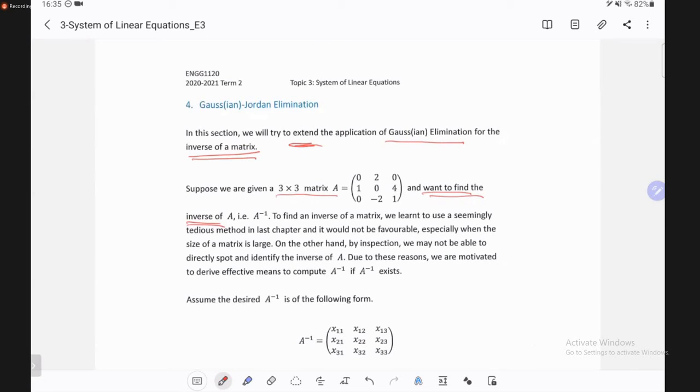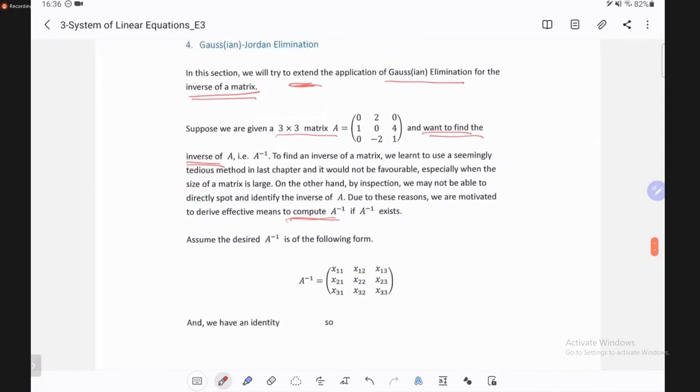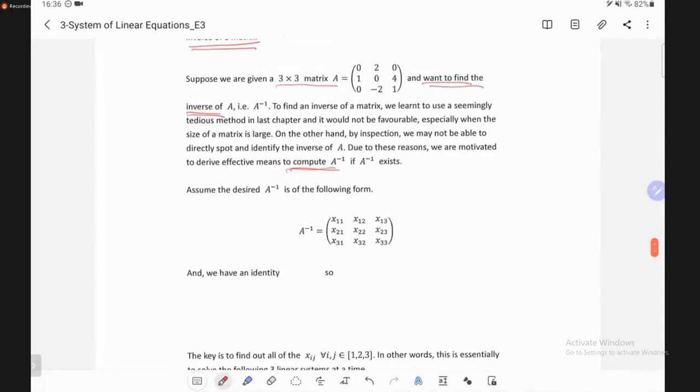So by seeing this, we are motivated to find another method, probably a more effective or easier method, to find the inverse of the matrix. And this is the focus of today. I would like to develop some effective means to compute A inverse by using Gaussian elimination and its extension, Gauss-Jordan elimination. So let's take a look at the following development.